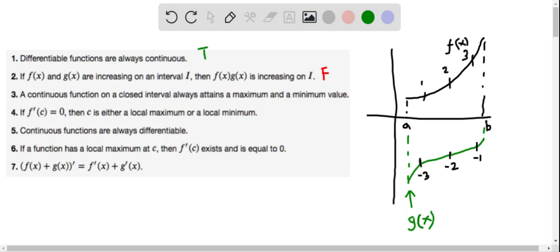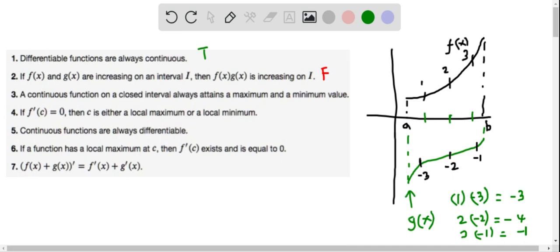So when we find the products, let's find the product at each point. At this point, f of x is 1 and g of x is negative 3. So 1 times negative 3 is negative 3. And at this point, f of x is 2 and g of x is negative 2. So 2 times negative 2 is negative 4. And at this point, f of x is 3, and g of x is negative 1. So 3 times negative 1 is negative 3.